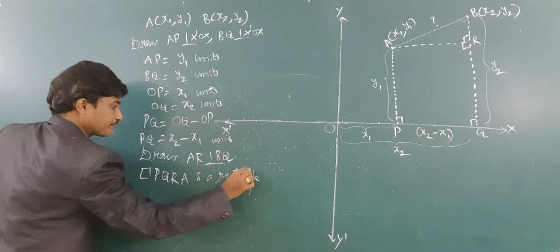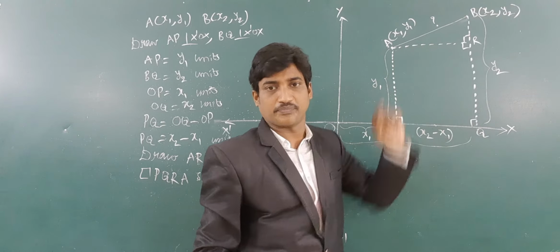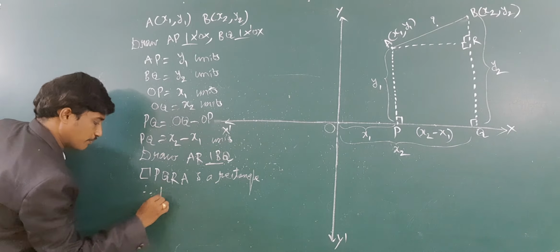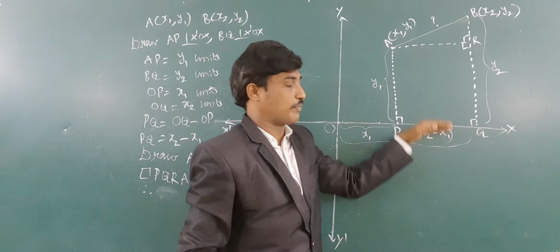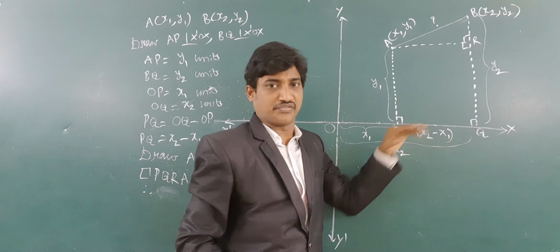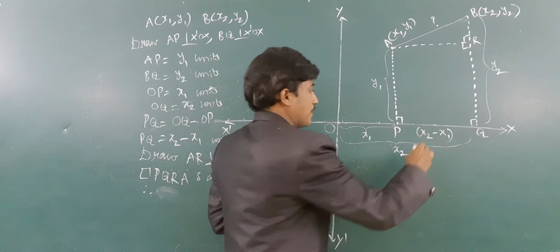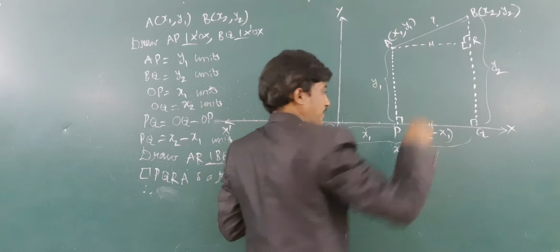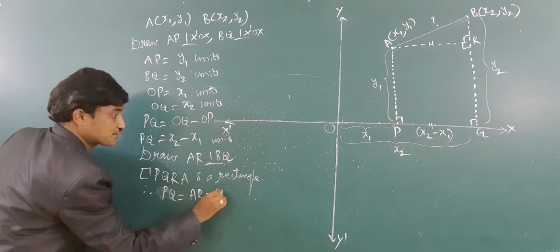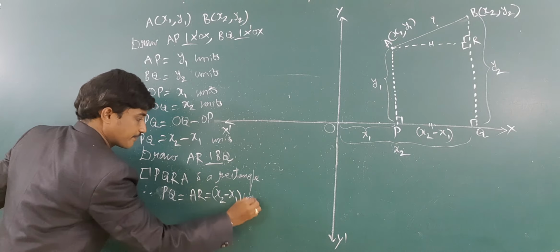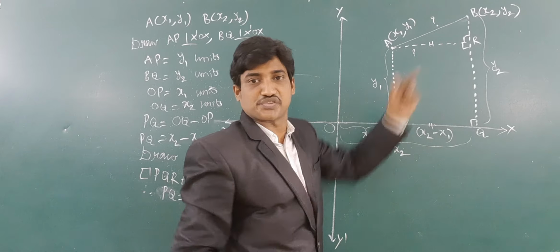We know in a rectangle, opposite sides are equal, so PQ is equal to AR. Here, AR and PQ both are of the same length. Opposite sides in a rectangle are parallel and equal, so PQ is equal to AR, that is x2 minus x1 units. Now we came to know AR is x2 minus x1 units.